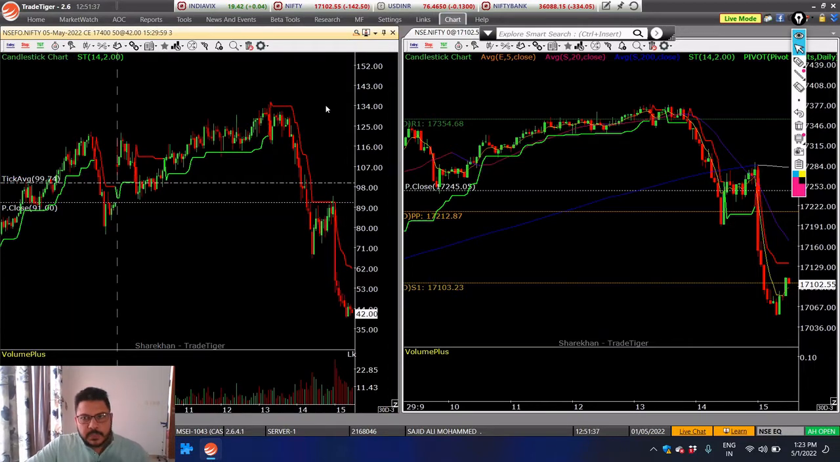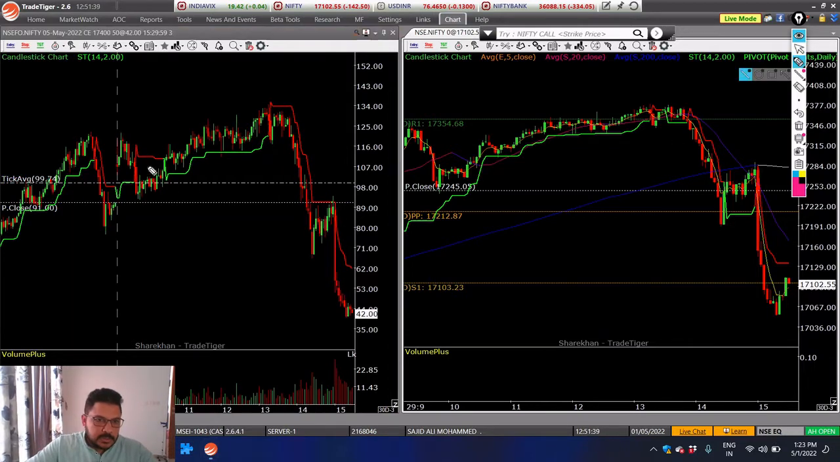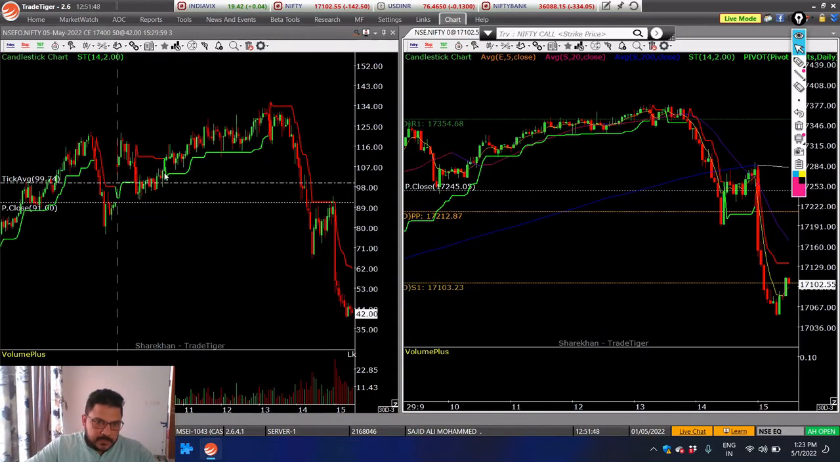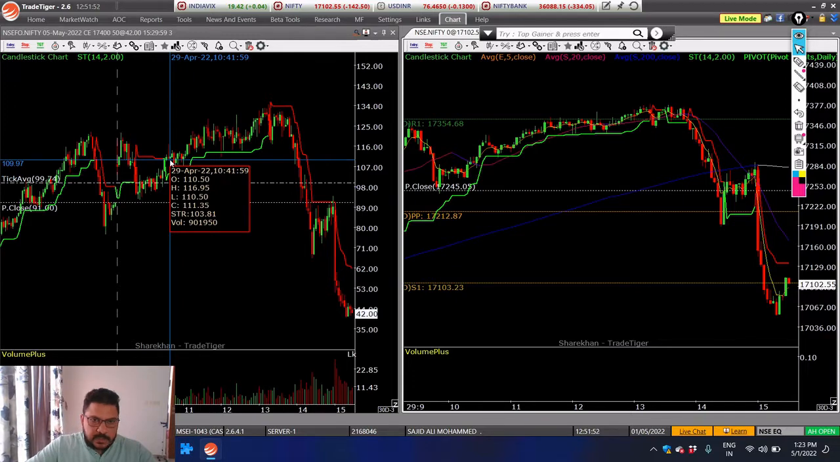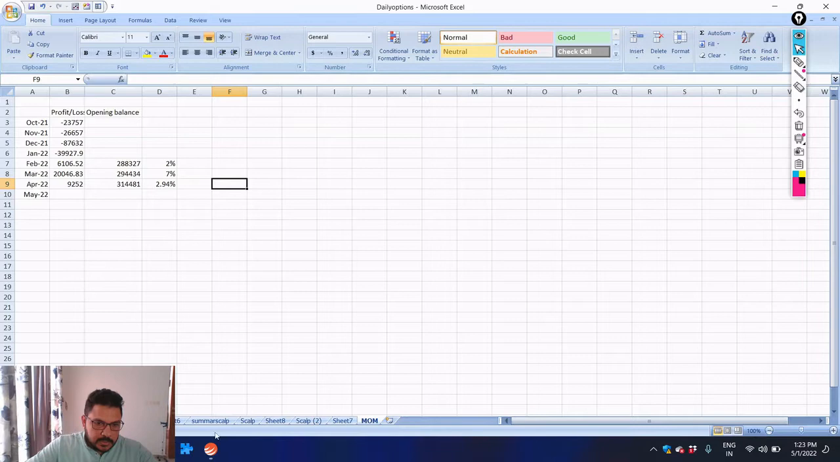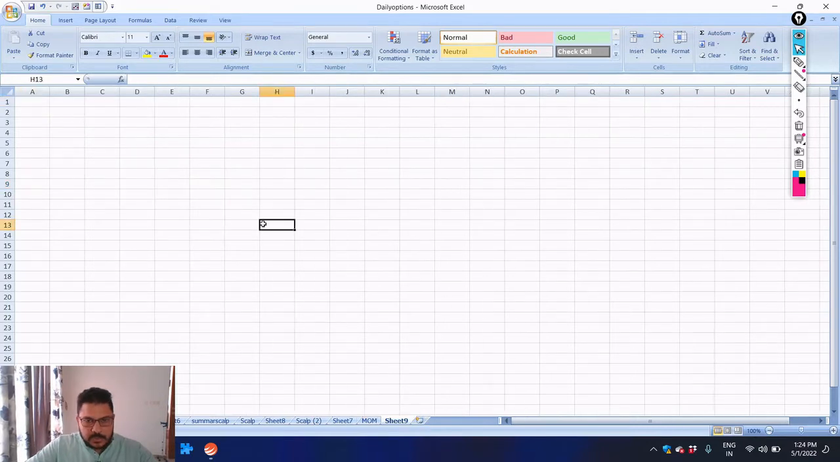Now if you see, we got an entry here. This was our entry point, which is 105, and after that we exited at around this level, which is again at 109. So how much did we lose? Let me open up a new sheet. We entered at 105, we exited at 109. So net a loss of 4 points.